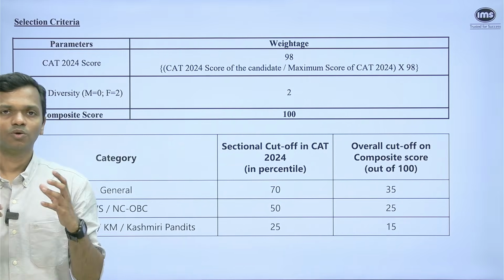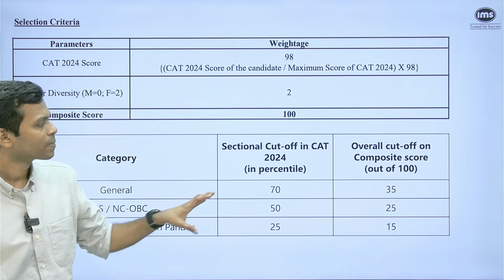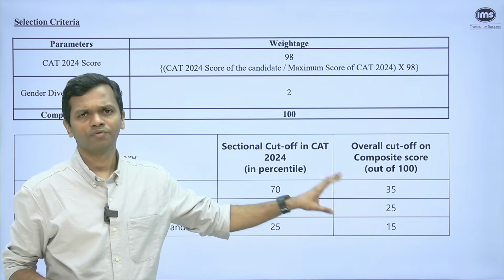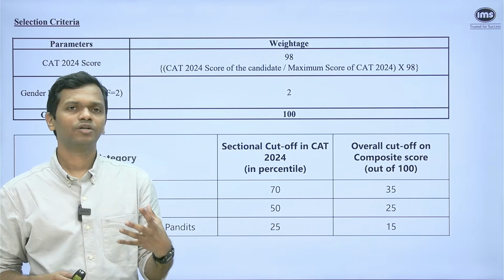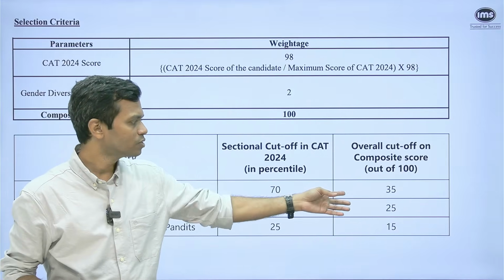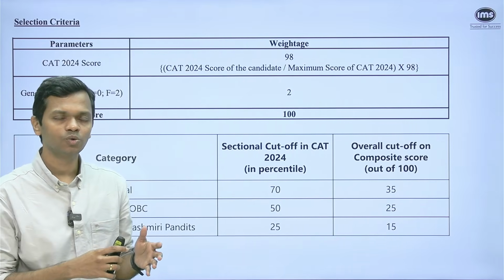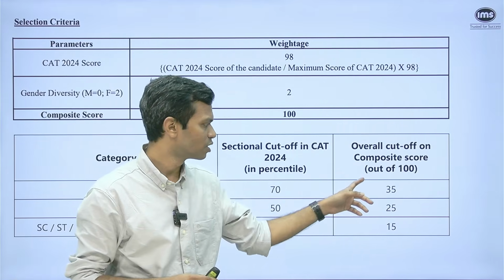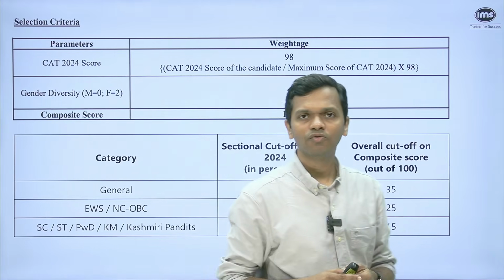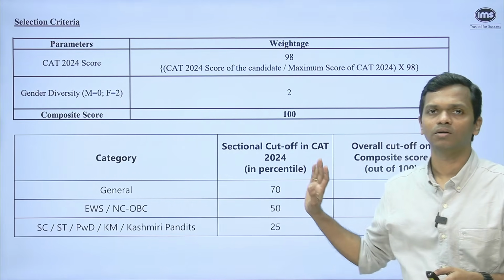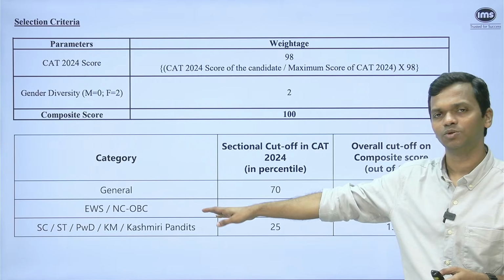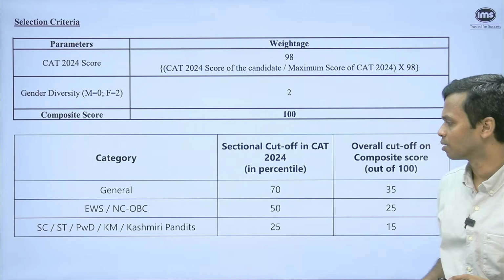Once you have that, of course, the overall percentile will also matter. Now what you see here is the overall cutoff, and this is taken from the official IIFT document that was released. So what you see is the cutoff for the composite score to get a shortlist. So 35, 25 and 15 for each of these three brackets that you see. So general, EWS, NCOBC, and then SC/ST, PWD and so on.